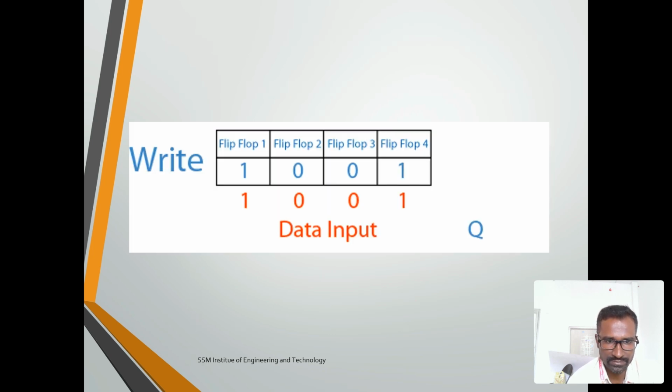And this is a small animation you can see. First it is cleared, and 1001 is your data input. Shift will happen automatically and the data will come. Based on the clock pulse, one clock pulse, again shift, again shift, again shift, and the output 1001 will come. Likewise I'm trying to explain that output.